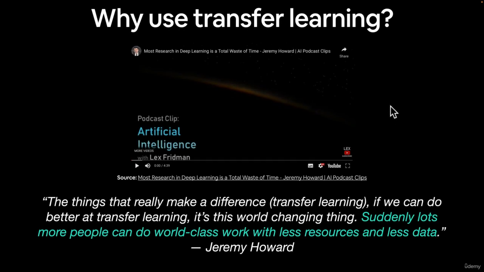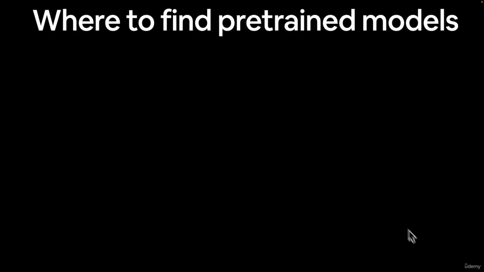So we covered in the last video what transfer learning is and why use it. The main reason: suddenly lots more people like us can do world-class work with less resources and less data. So we've talked about pre-trained models. Where do you find pre-trained models?